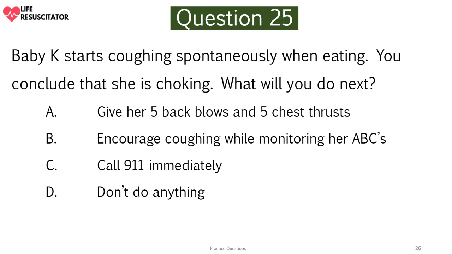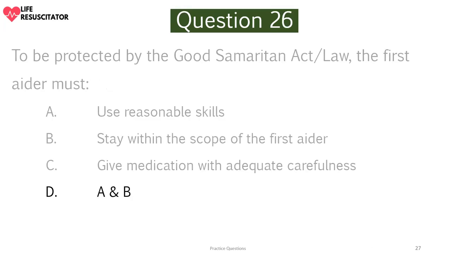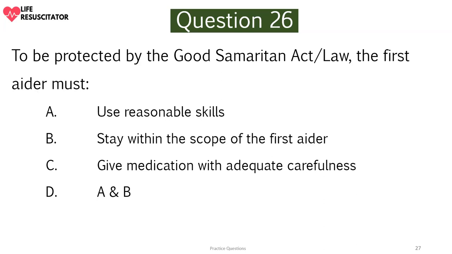A. Give her 5 back blows and 5 chest thrusts. B. Encourage coughing while monitoring her ABCs. C. Call 911 immediately. And D. Don't do anything. So I think you have come to the end of the practice question. Oh, no, there's one more.